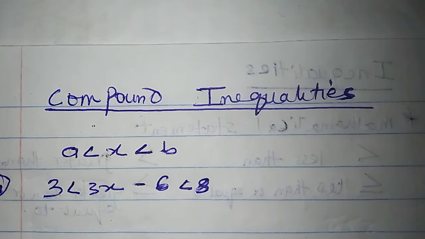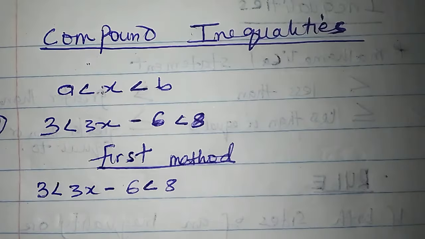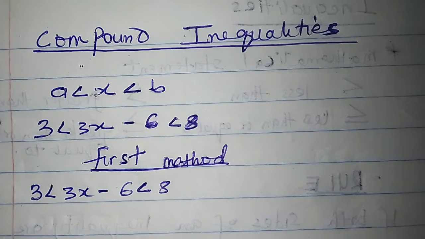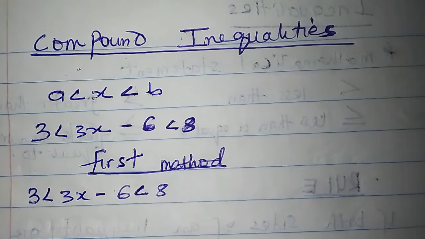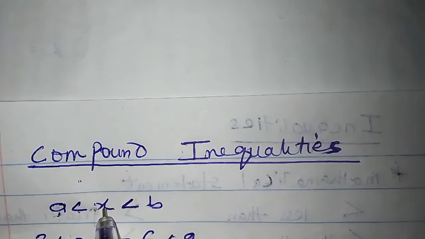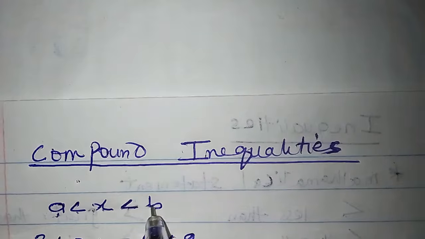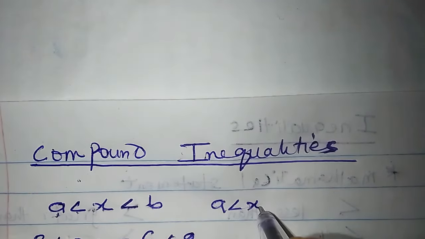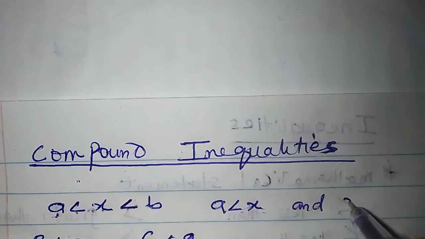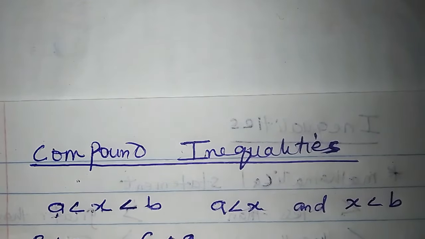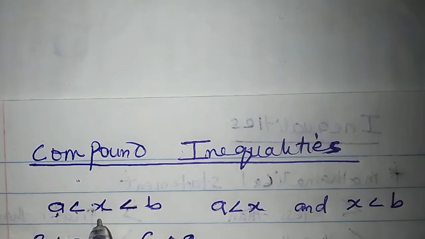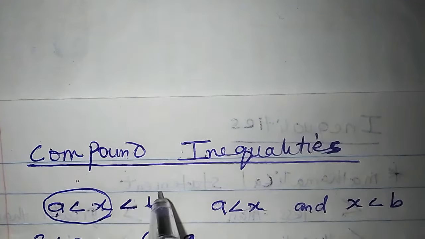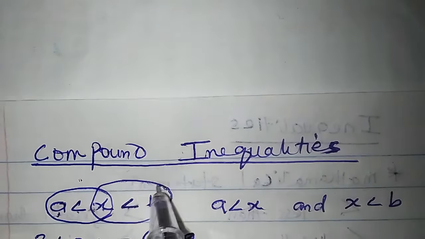I'll solve this inequality in two ways. For the first method, the first thing I'll do is to split the inequality. Now take note of this. If, for example, a is less than x and x is less than b, what it means is that a is less than x and x is less than b. That is what it means. So first of all, a is less than x and this same x is less than b.